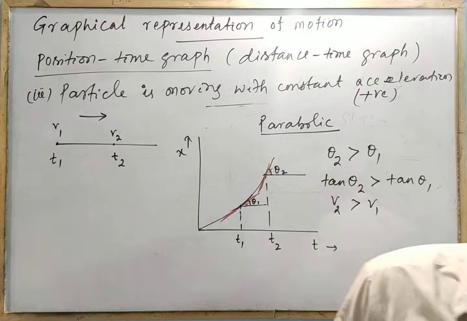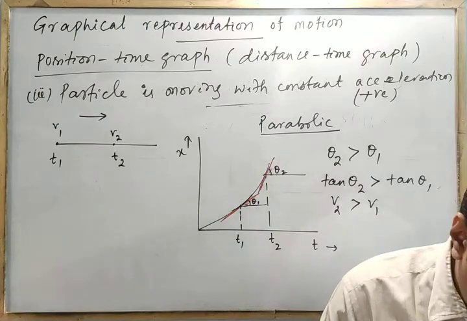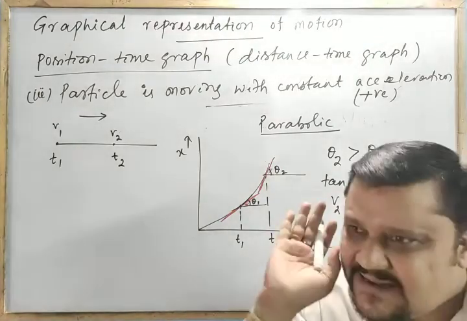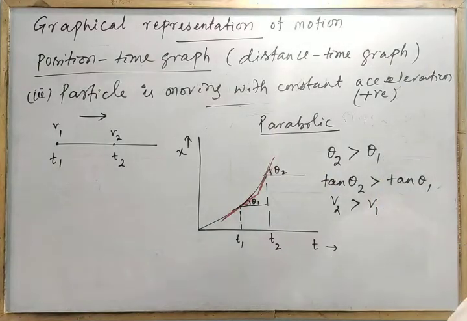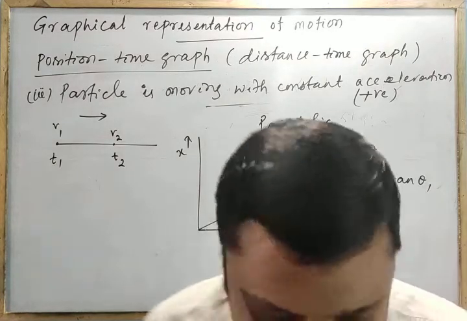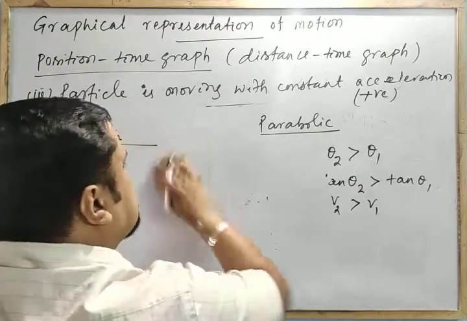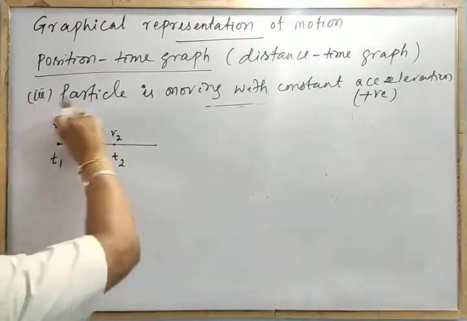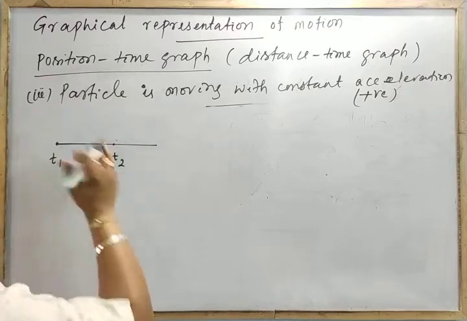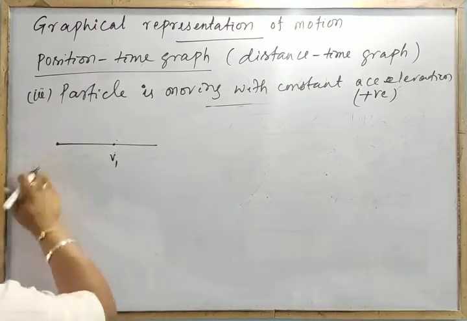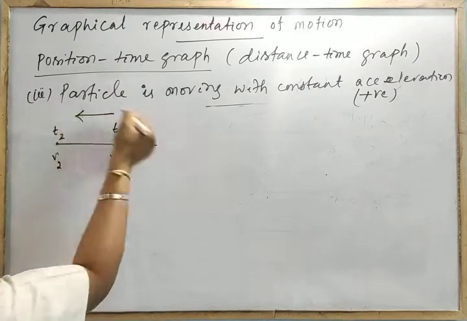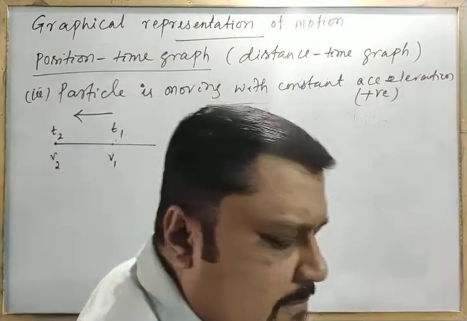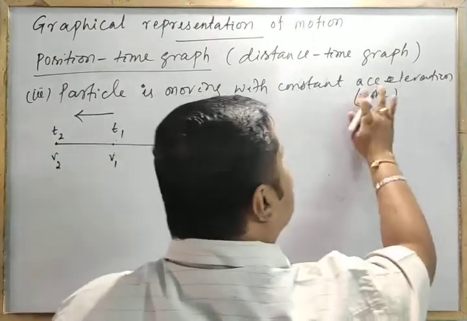if the particle is moving with a constant acceleration and the acceleration is negative, means the velocity is decreasing. Velocity is decreasing. Clear? So in that case, we will say that for this one, the particle is moving like this, velocity v1 at time t1, velocity v2 at time t2, and the velocity is decreasing. So here the acceleration will be negative.